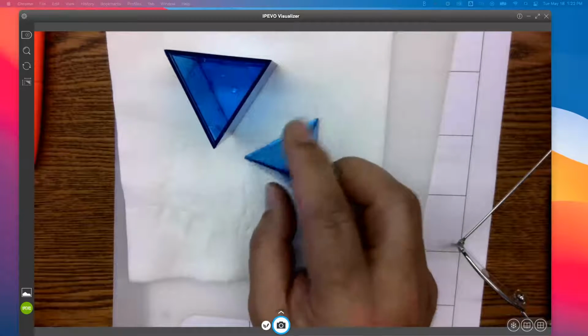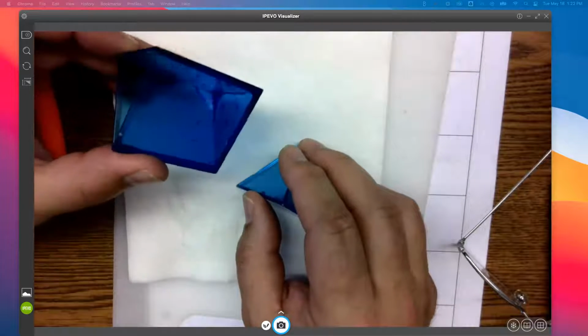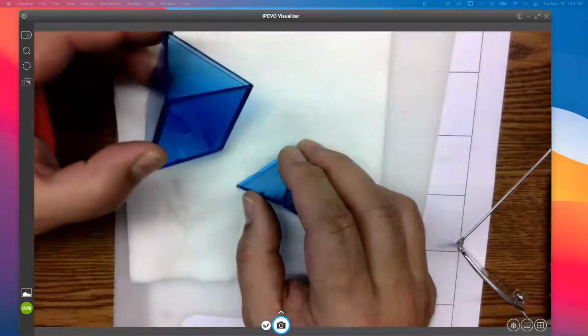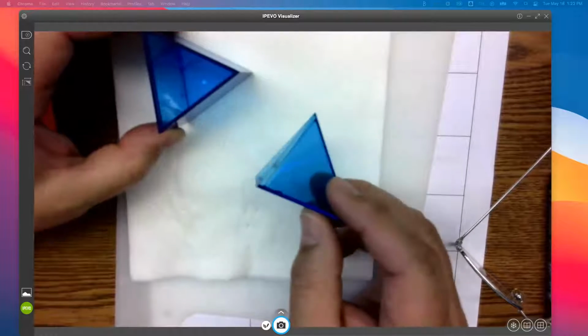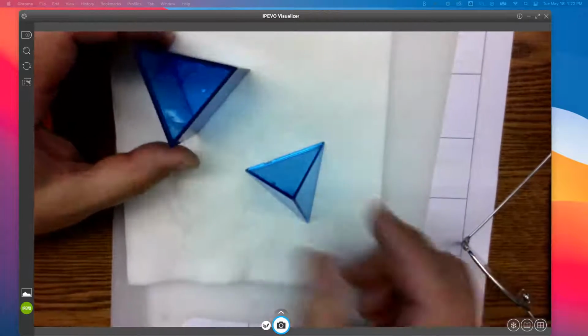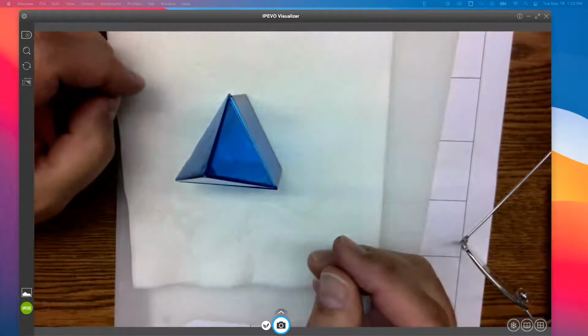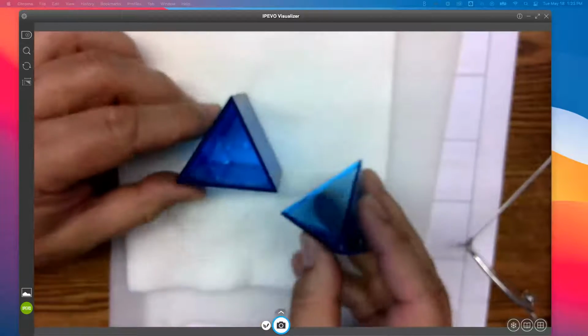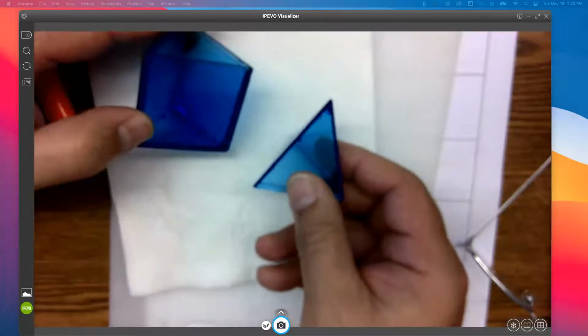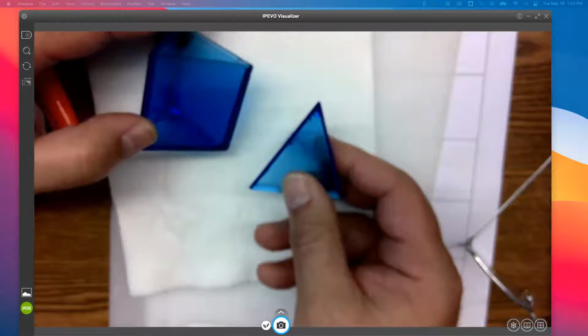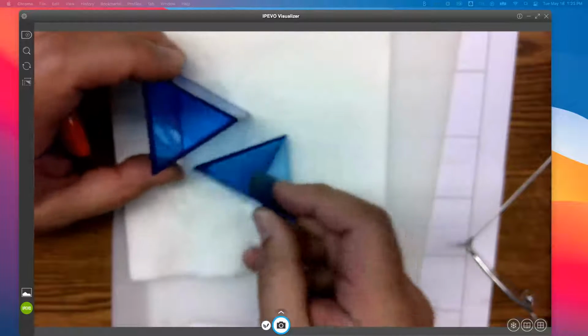So what we're going to see here is that we've got, what kind of prism is this? Good, triangular prism. And what kind of pyramid is this? And you'll notice that actually they've got the same size base. And if I turn it this way, you can see that they've got the same size height. So which is bigger?